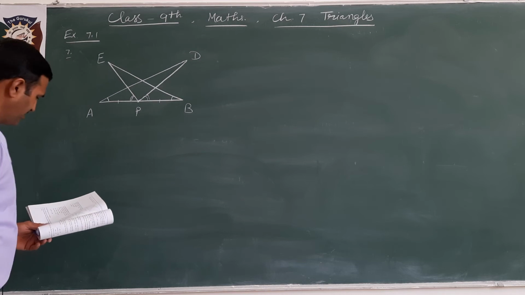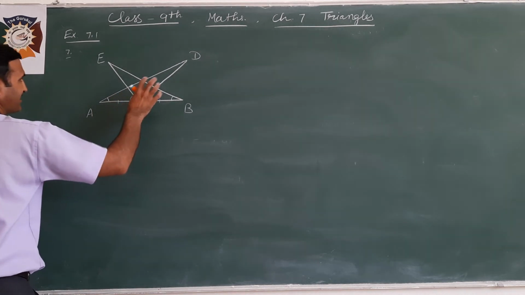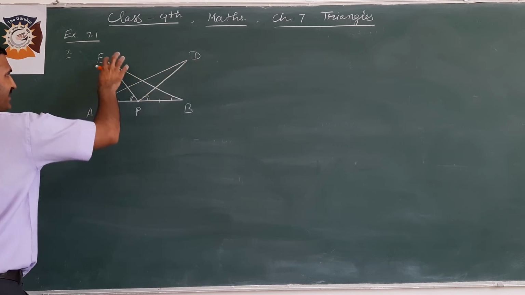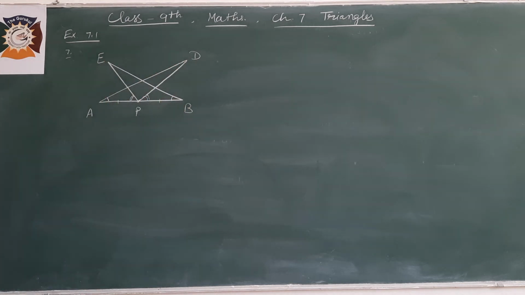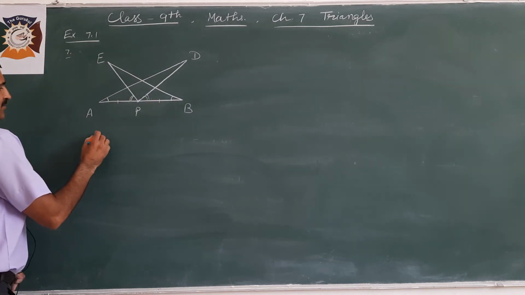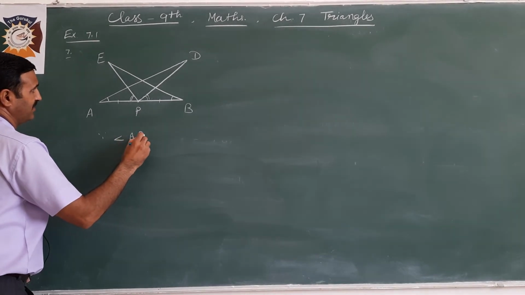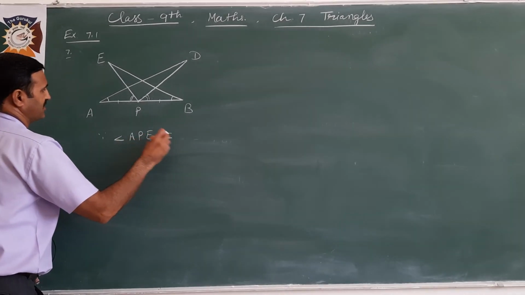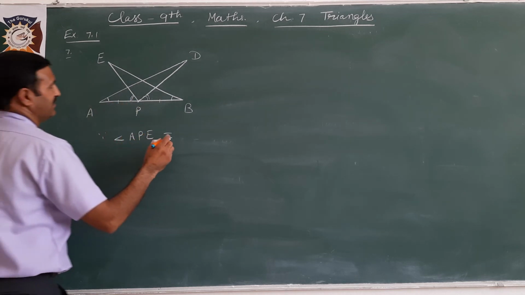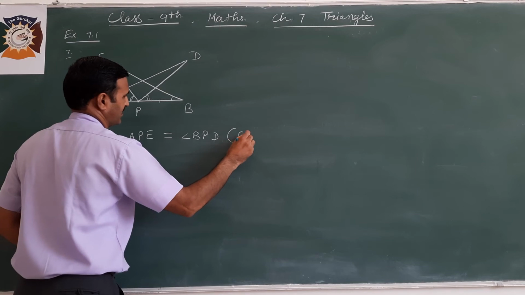So we have to prove in the first part triangle DAP and EBP are congruent. Before that, I'll make these two angles equal because angle APE and angle BPD are equal. It's given.